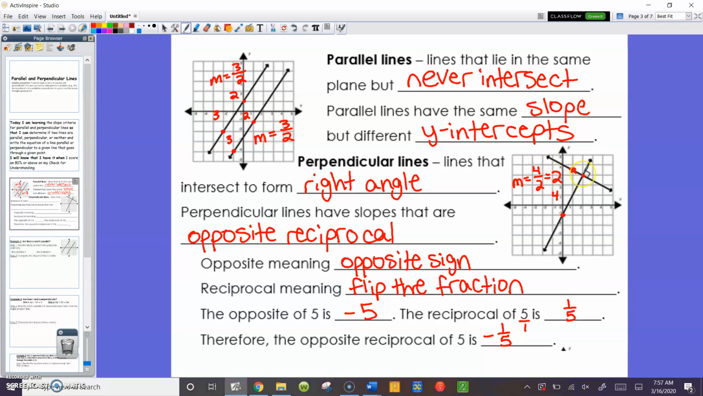So let's take a look at this line. We already have one point here, and I see another point here. Now to get to this point, we're going to go down 1 and then to the right 2. So that would be a -1 over a +2. And that is the opposite reciprocal. The opposite reciprocal of 2 is a -1/2.